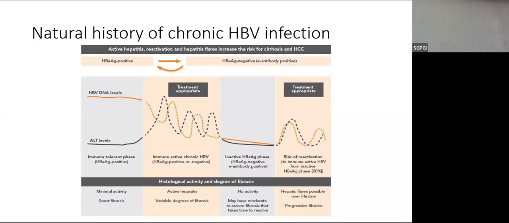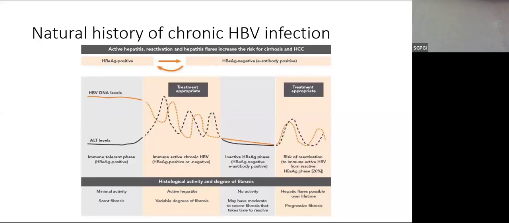Whereas in immune active phase, with fluctuating HBV DNA levels and AST, ALT being more than upper limit of normal, such patients require treatment. So that's why we need to differentiate between the different phases of chronic hepatitis.